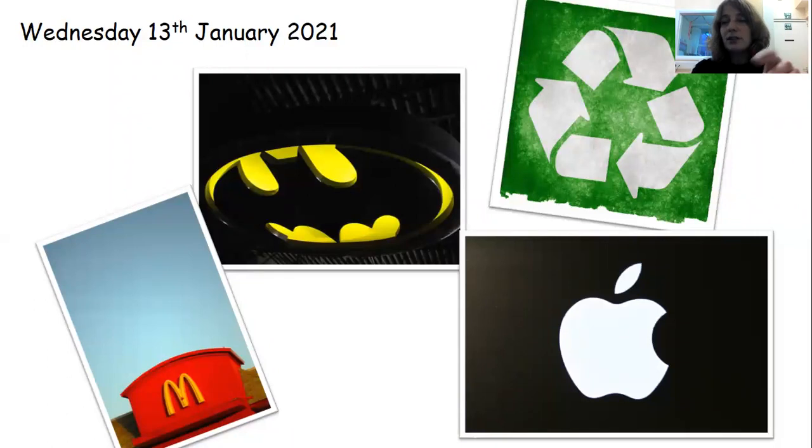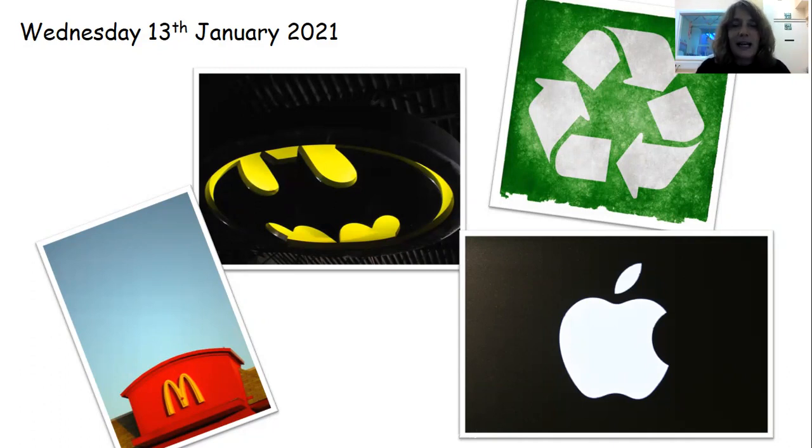The green one at the top with the arrows going round, hopefully you recognize that is the recycling symbol. That reminds you to recycle the rubbish or the packaging that you might have got. If it's on something, it usually means you are able to recycle it. And the last one with the bat, I'm sure you will recognize that. That is the symbol for Batman. It's a light that shines out over Gotham City.